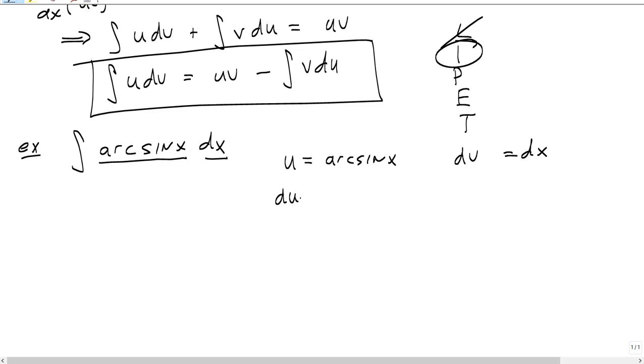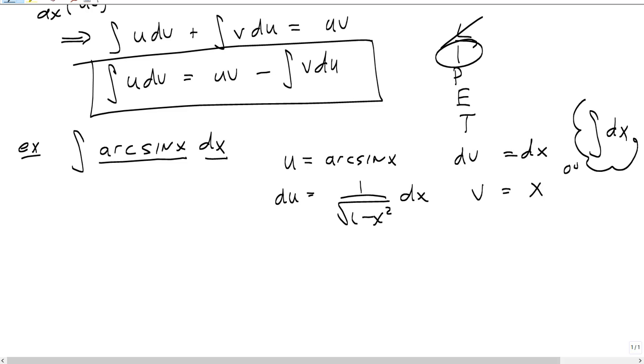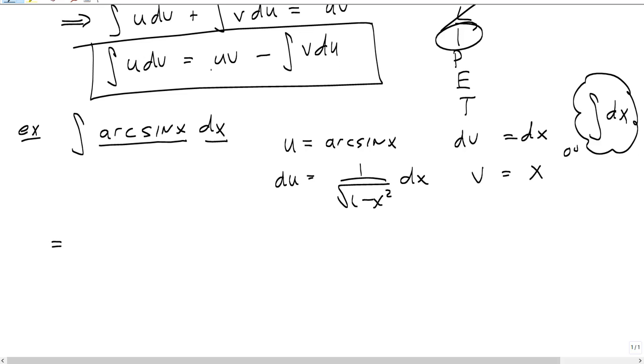So du, we know that the derivative of arc sine is 1 over the square root of 1 minus x squared. This is a differential, so we put the dx there. dv, what is v? It's the integral of that. The integral of just dx is x, like we're thinking about the integral of dx, which would just be x. Right, so the whole thing turns into uv, arc sine of x times x.